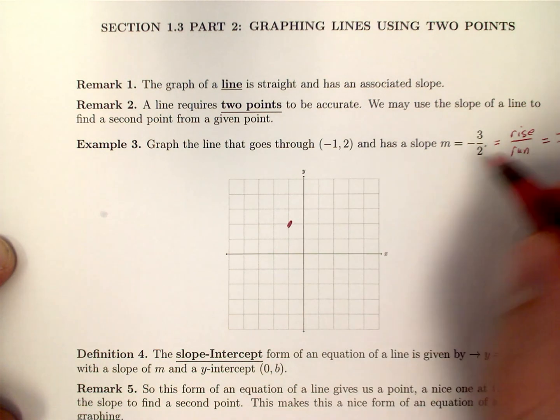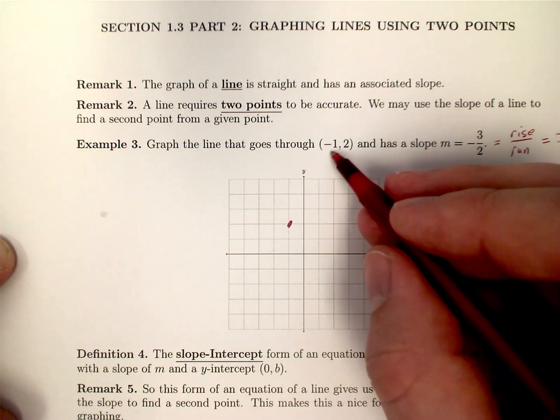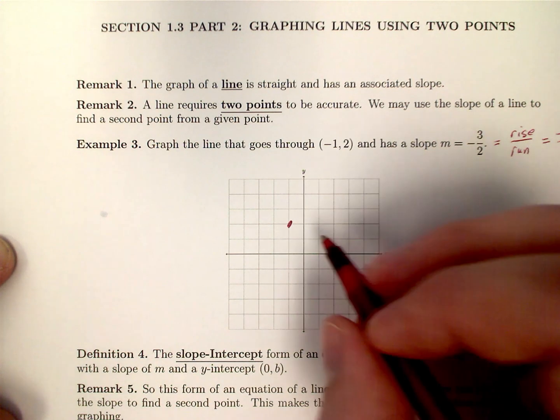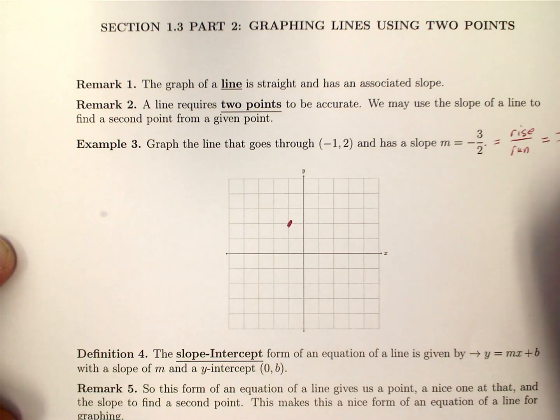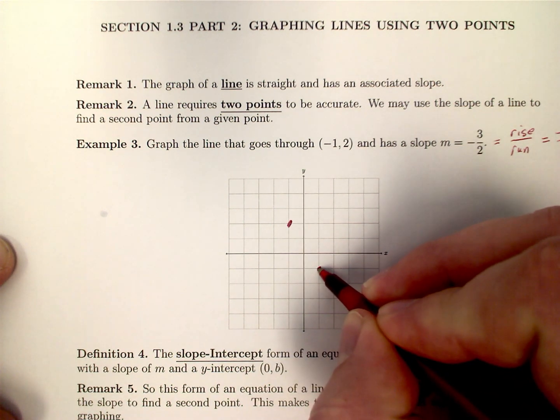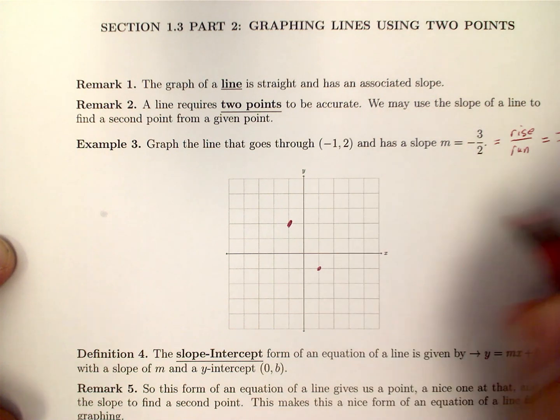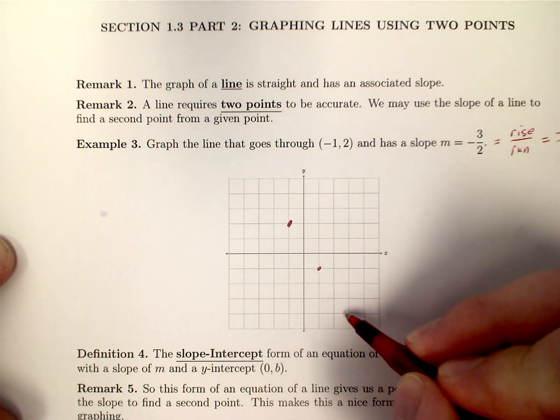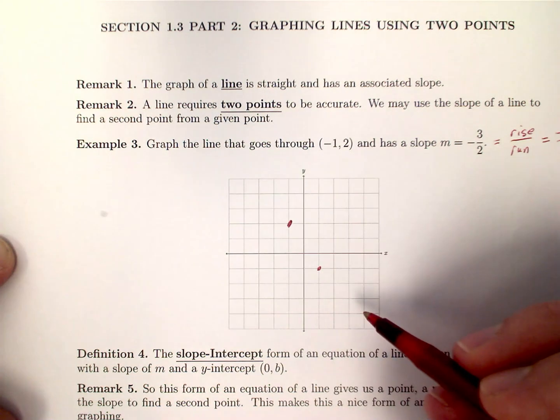And so if we start from this point, so again, you start from the 1 point you have and use the slope to get a second. So we start from this point, go down 3, and right 2, we get a second point. And we could continue doing that. We could go down 3, right 2, but we only need 2 points.